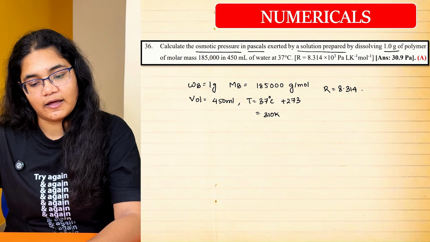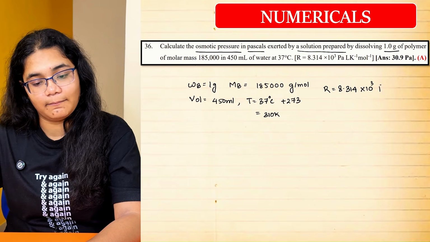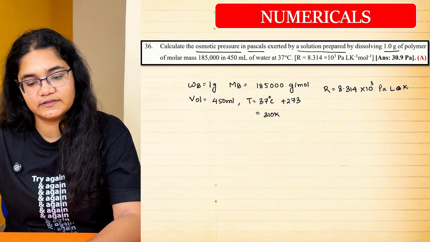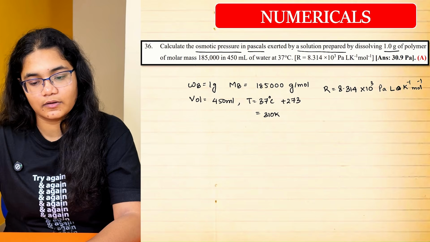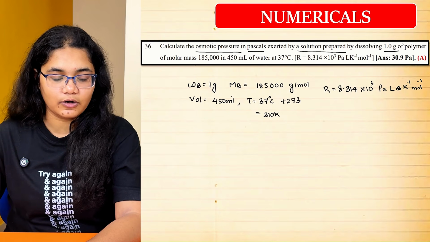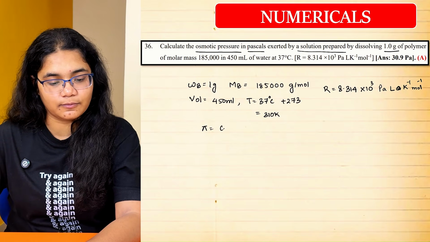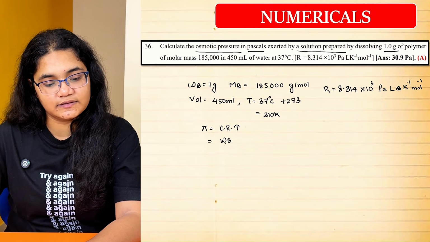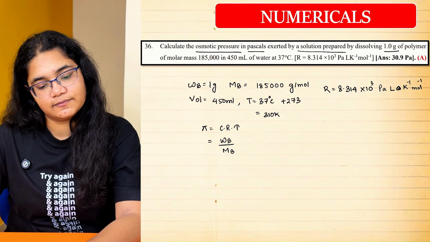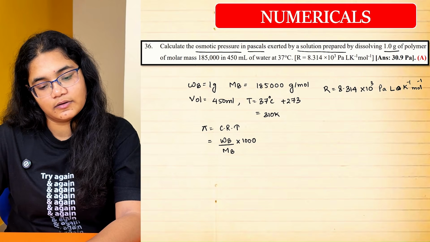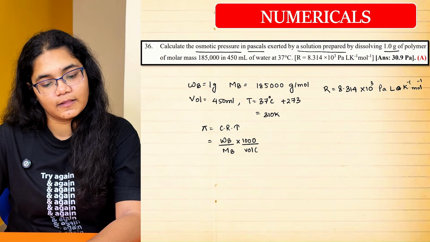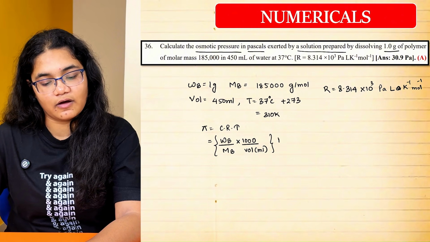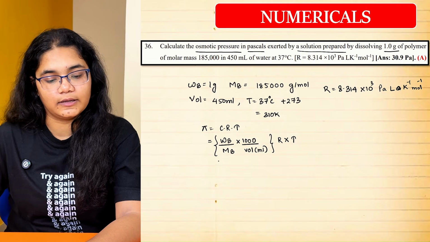8.314 into 10 to the power of 3 Pascal liter Kelvin inverse mole inverse. Okay, now we have to calculate what? Osmotic pressure. Osmotic pressure pi is equal to C into R into T. C is equal to given mass by molar mass into 1000 by volume in ml. Then I have R into T.